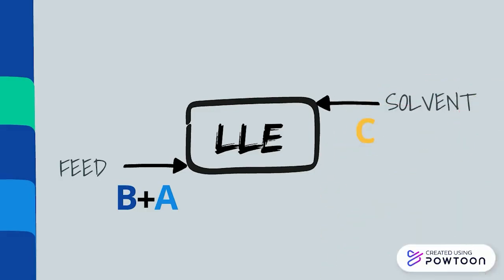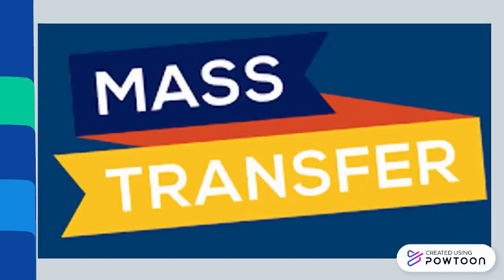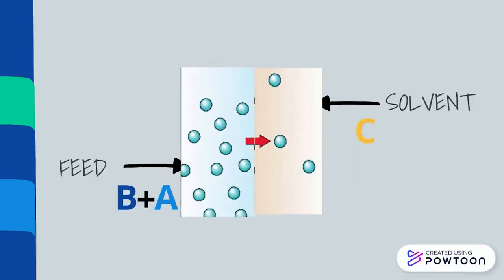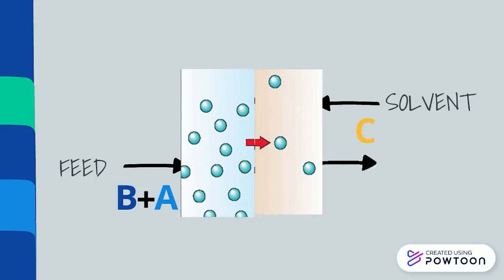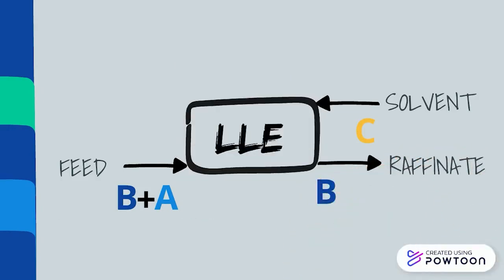C. The solute will dissolve more readily in the solvent, in which it has a higher solubility. A mass transfer of component A will occur from the feed to the solvent, and we will end up with a raffinate layer with lesser concentration of A and an extract layer with higher concentration of A.